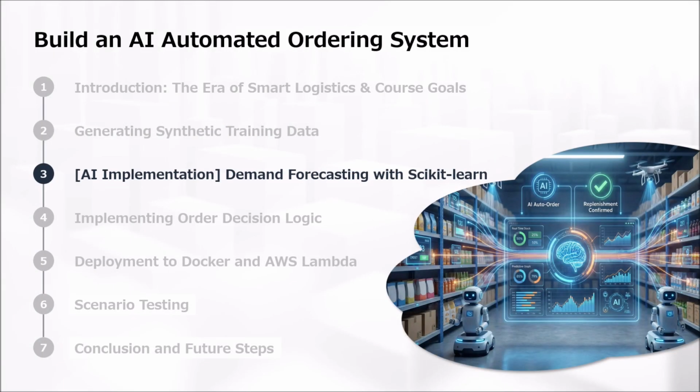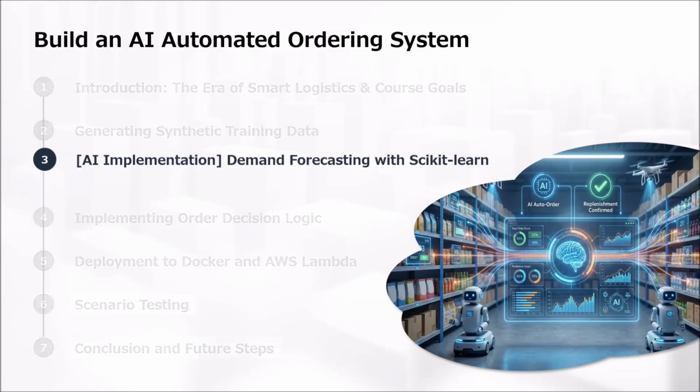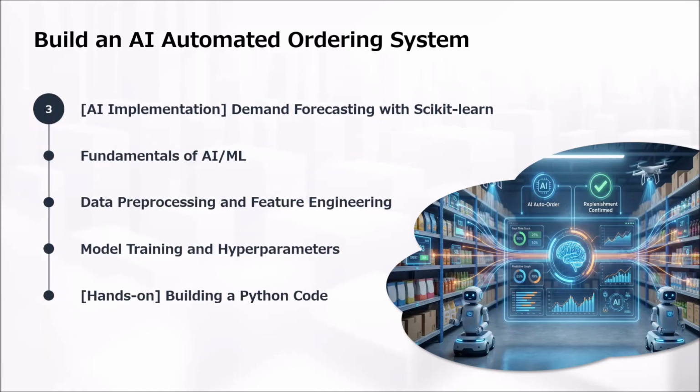Next, we move on to section 3, demand forecasting with Scikit-learn. This section is the heart of our course, where we will master the workflow of AI and machine learning. In this section, we will cover the fundamentals of AI, ML, data preprocessing, and feature engineering. We will then implement the solution using Scikit-learn and the random forest algorithm. Let's start with the fundamental concepts of AI and machine learning.